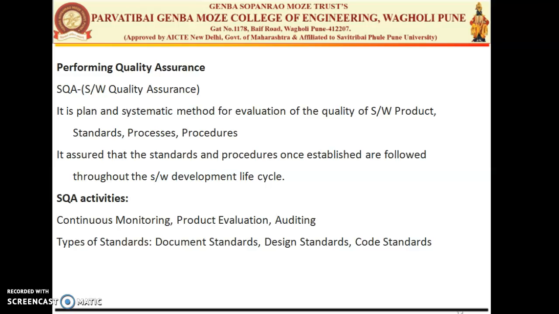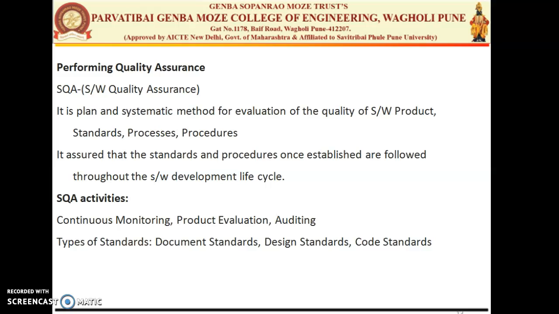Firstly, let's see the document standard, design standard and the code standard. Document standards are established under SQA, which defines the proper content for planning and controlling. This document standard provides consistency throughout your software development lifecycle. Then second is your design standard. That means it defines the proper form and content of your design product. These standards provide a proper rule book for corresponding methods for translating your SRS, that is your software requirement specification, into the actual software design.